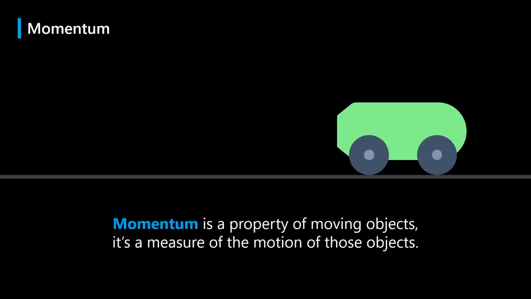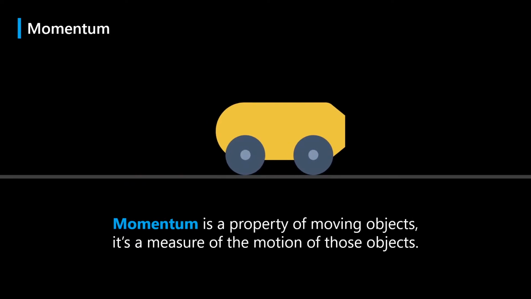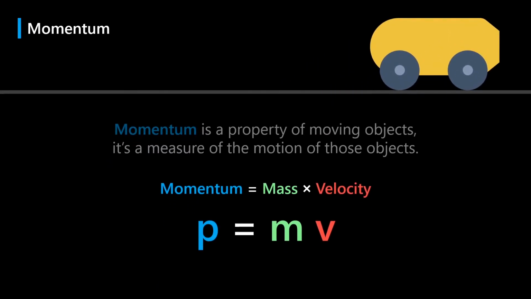Right then, you need to know that momentum is a property of moving objects. It's a measure of the motion of those objects. Momentum is equal to the mass multiplied by the velocity. In symbol form, that's p equals mv.